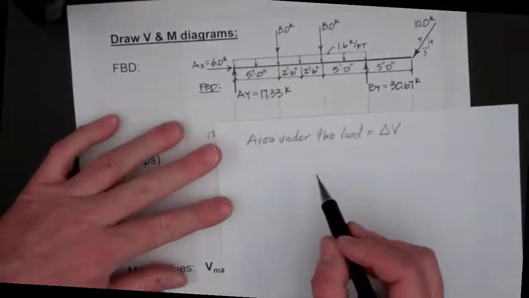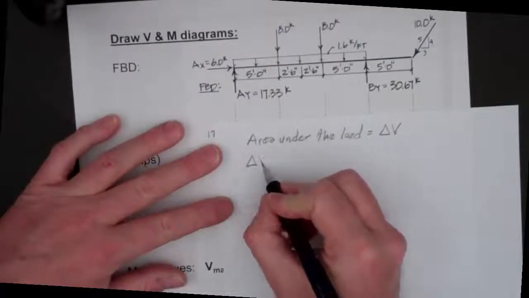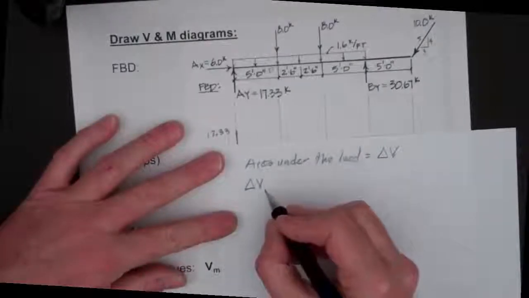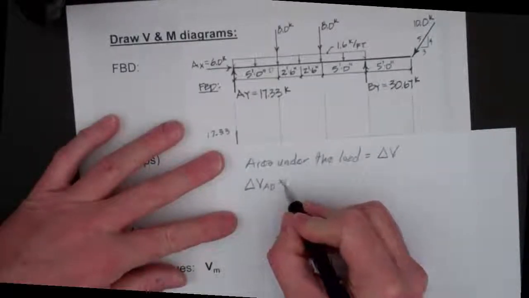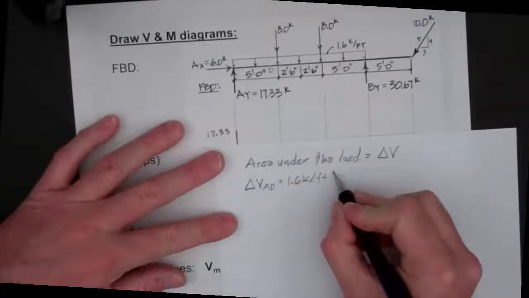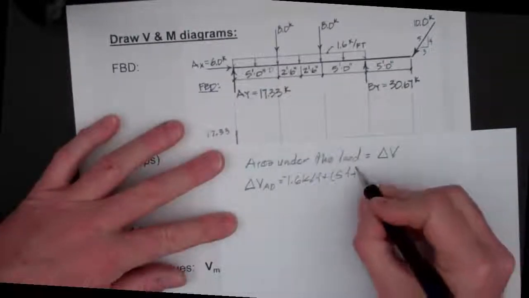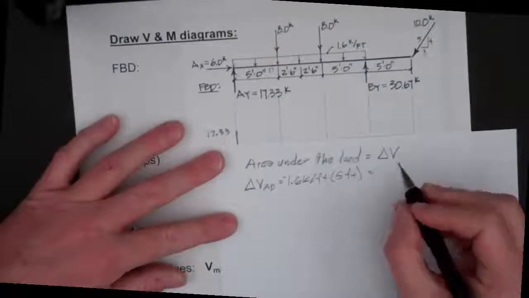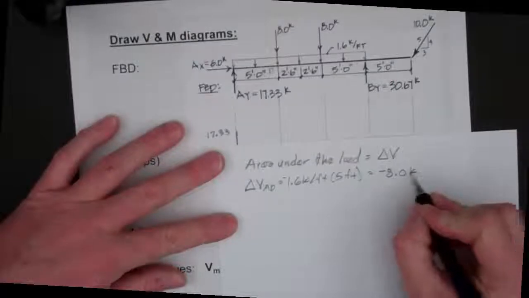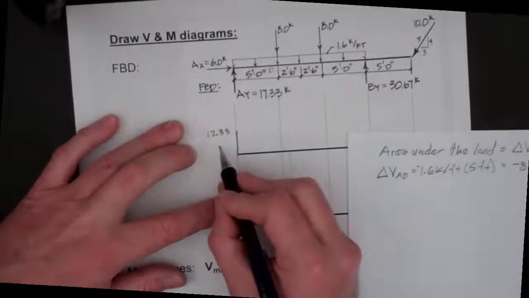So here we're going to find this shear, and so we'll say that in this case, the shear between point A and the first concentrated load, we'll call that D, at 5 feet away, will have a load that changes the shear. So this will be equal to 1.6 kips per foot times the distance of 5 feet, and it is negative because it goes downward. This is going to be equal to minus 8 kips. So that means we will drop down 8 kips from our 17.33 kips.